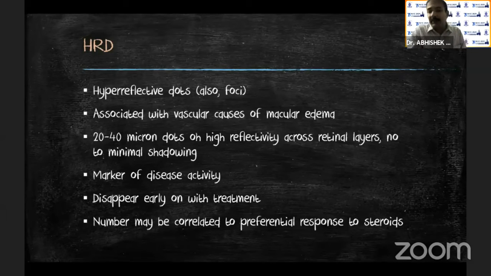And with whatever treatment you institute, anti-VEGF for AMD, or say a steroid or anti-VEGF for DME, they disappear with treatment. Their number may be correlated to the preferential response. So if you see a lot of them, you may want to give steroids because they are thought to be activated glial cells, which basically are a marker of inflammation.